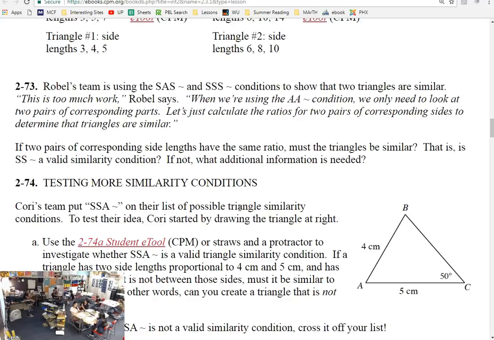Why, for angle, angle similarity, do we only compare two parts? Take like 30 seconds to a minute. Make sure everybody in your group knows. If not, we'll address it. But see if everybody in your group knows.